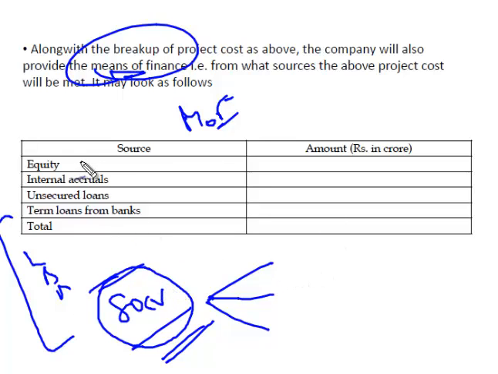So this includes equity, and internal accruals. These are the promoters' contribution, as we've seen earlier in chapter 6, right? Then unsecured loans is another component, and term loans from banks. There might be some others. We will not get into it, but usually these are the major items. Even unsecured loans usually are considered to be part of promoter funds, right? So then we have the term loan from banks, right?